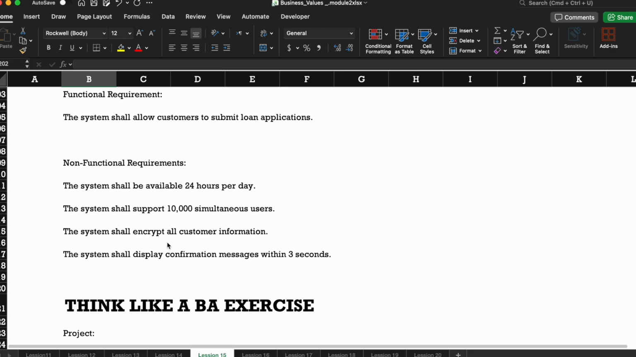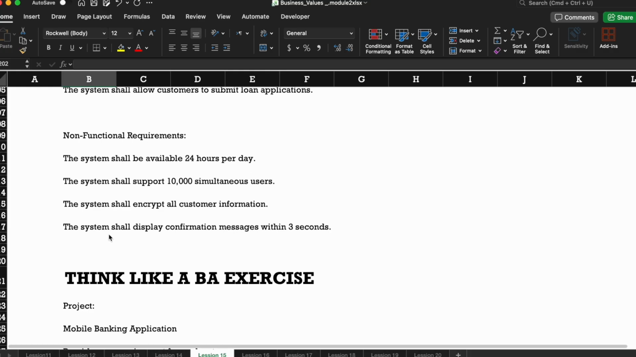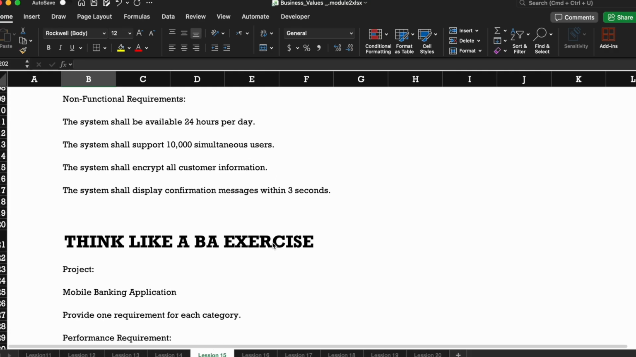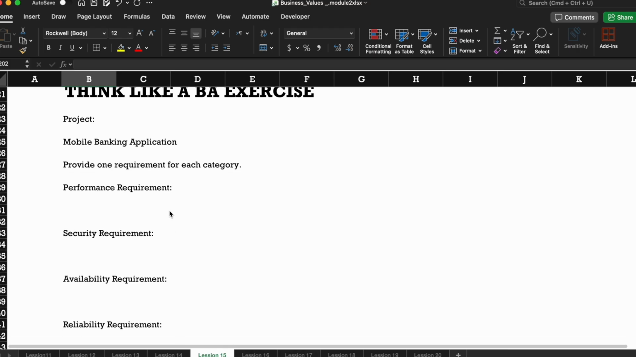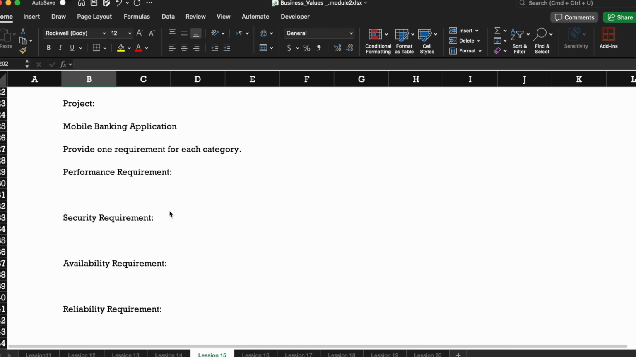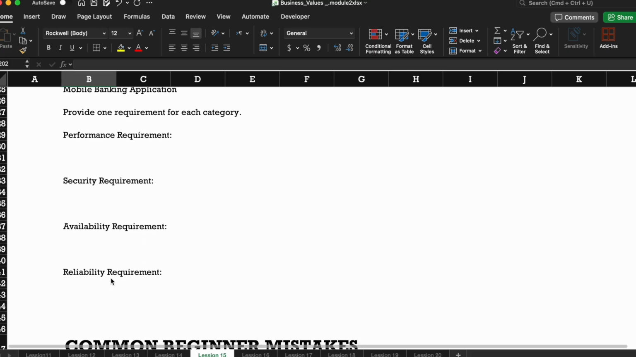The system shall encrypt all customer information. The system shall display a confirmation message within a 3-second SLA. Think of the exercise project, a mobile banking application. Provide one requirement for each category: performance requirement, security requirement, availability requirement, reliability requirement.